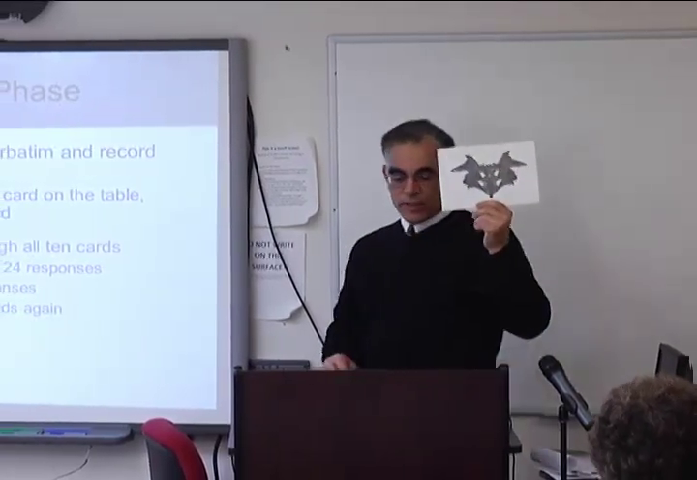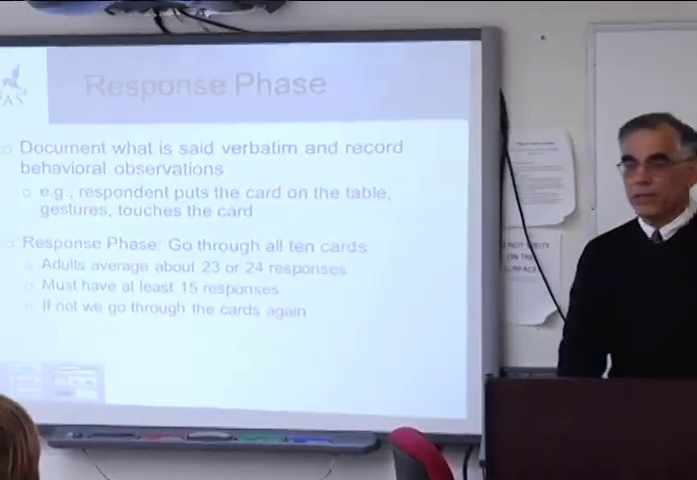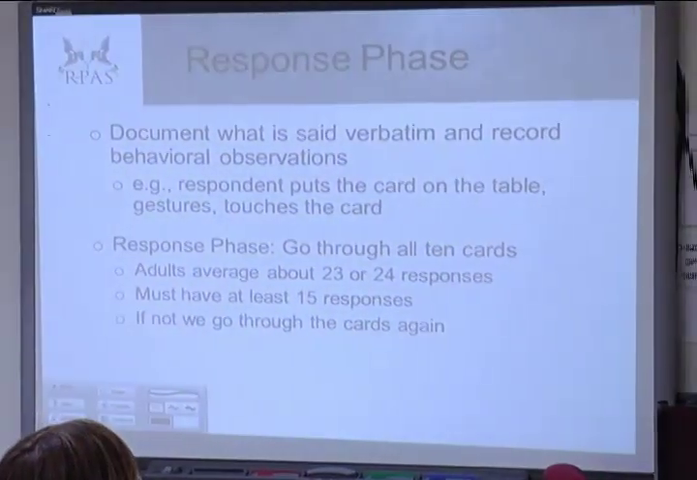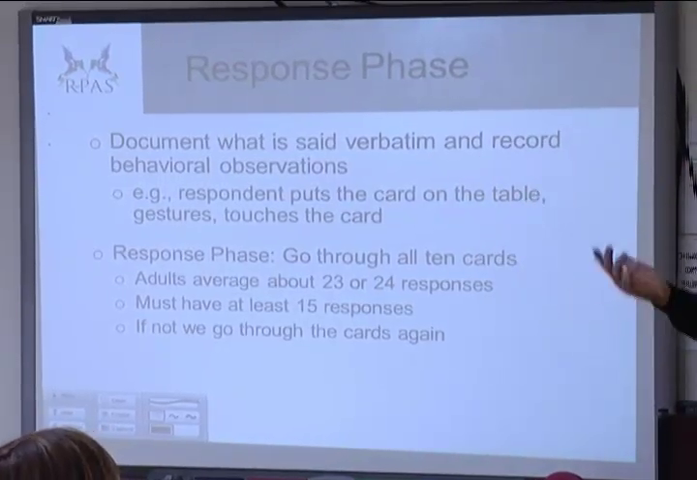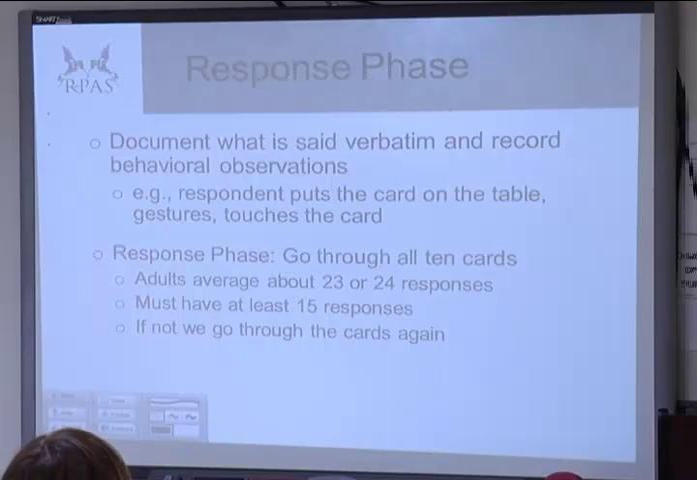And you document what they say verbatim and record behavioral observations. So you may code behavioral and emotional observations, or clinically relevant or interpretive relevant observations. Some of those are listed there. And so we go through all 10 cards as we suggested at the beginning, and adults average about 23 or 24 responses. You must have at least 15 responses, and very, very seldom do we get 15, 16, and 17.